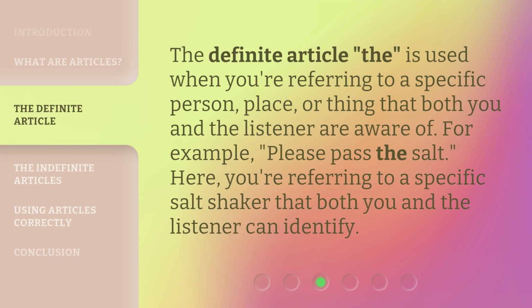The definite article, the, is used when you're referring to a specific person, place, or thing that both you and the listener are aware of. For example, please pass the salt. Here, you're referring to a specific salt shaker that both you and the listener can identify.